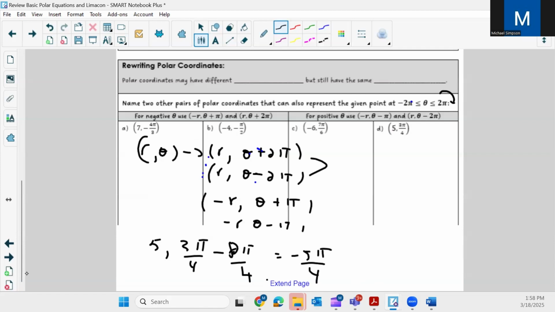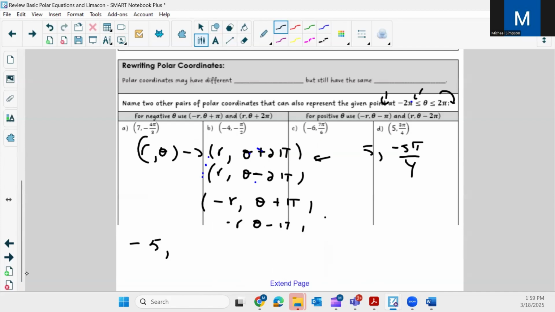Is that going to be over here or inside here? Inside. So that's my angle right here, right? So one point is going to be 5 comma -5 pi over 4. Good? So therefore, my first point comes from this group right here. So I've got to go up here now and find the other one. So we're going to flip R. So R is -5.